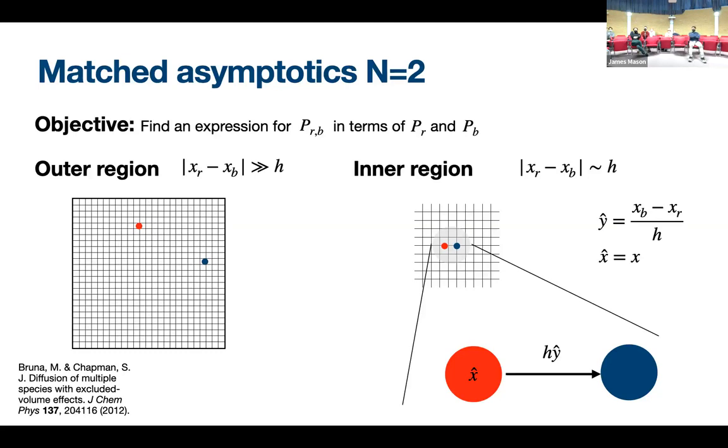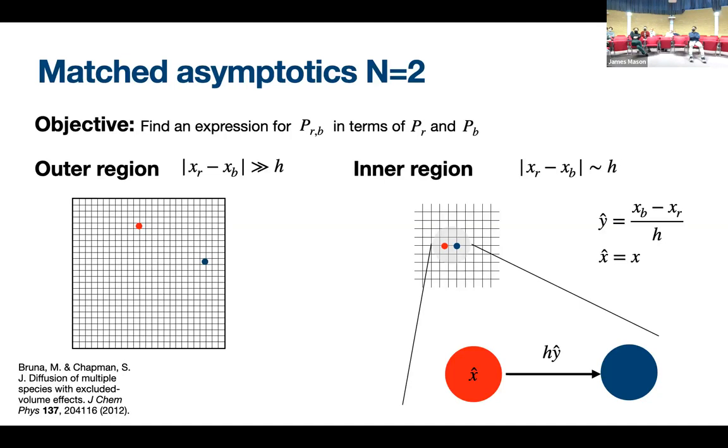One where the two particles are far apart, and because here the interaction should be small, we then rescale to some inner region where the particles are very close together. And here we change coordinates in the inner region. So we have x to locate the red particle, and then the rescaled distance between the red and the blue, y equals the difference over h. So when they're close, y is order 1.